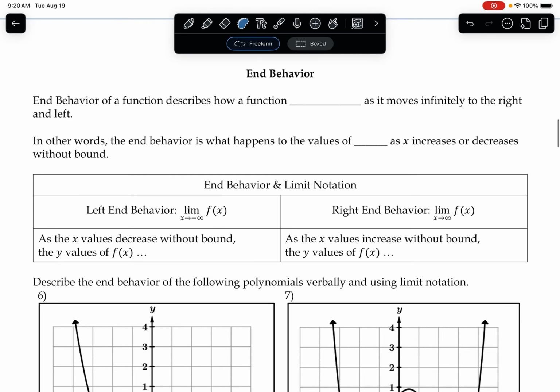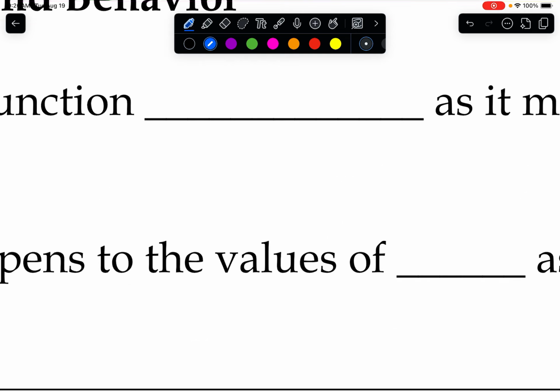Now we're going to take a look at end behavior. Now, end behavior is going to be super important. So with end behavior, this is going to describe how a function is going to behave, which I know is so helpful. But another way of saying behave is we're looking to see how the graph is going to move.